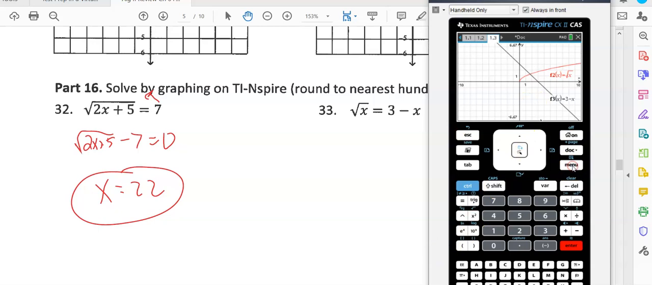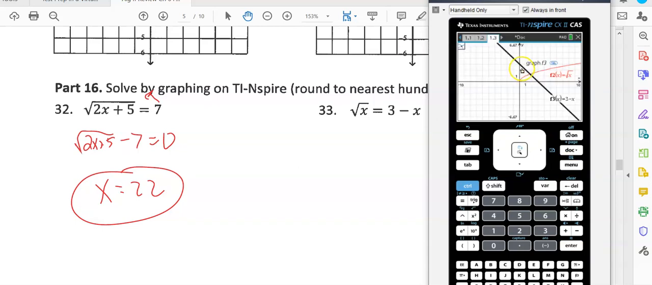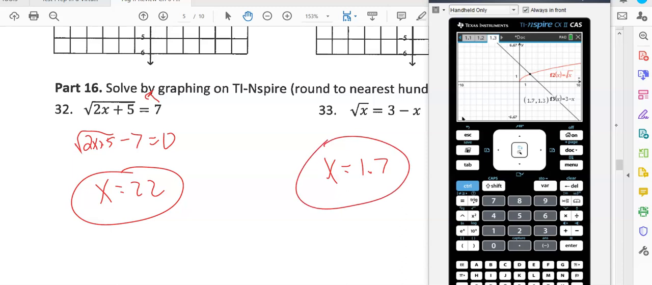So you get menu, geometry, points and lines, intersection points. Click on both graphs. And you get an answer there of, it looks like, 1.7. So x equals 1.7. We're not looking for the y value in either case. We're just looking for the x values. We're trying to solve for x.